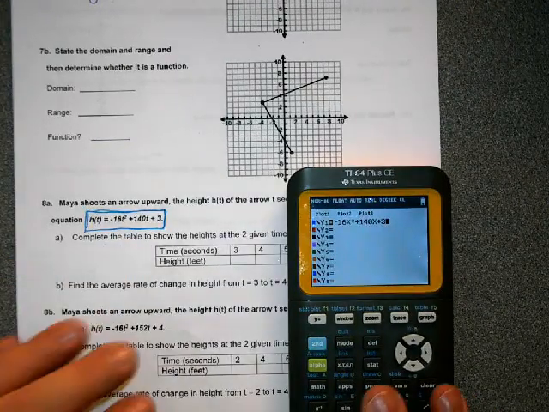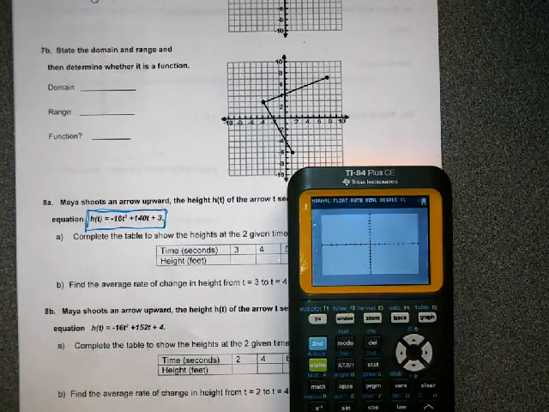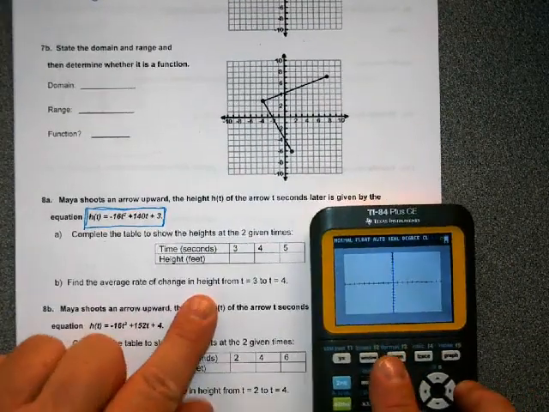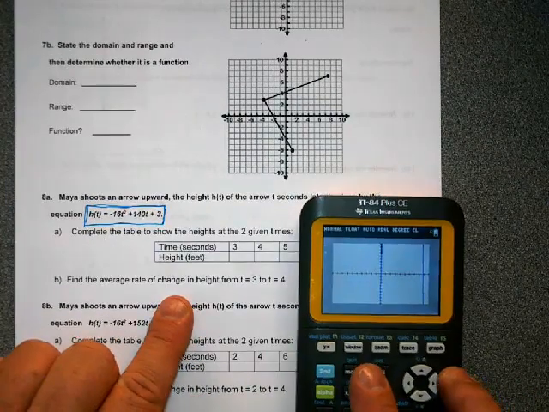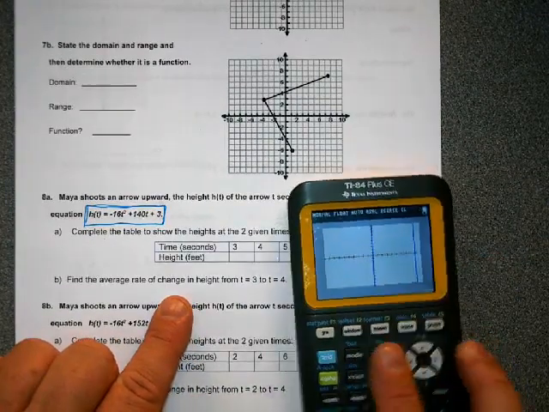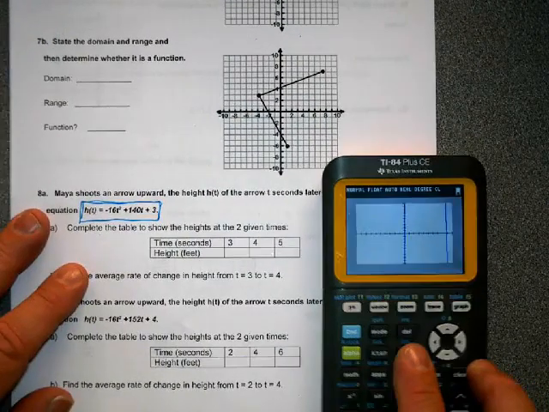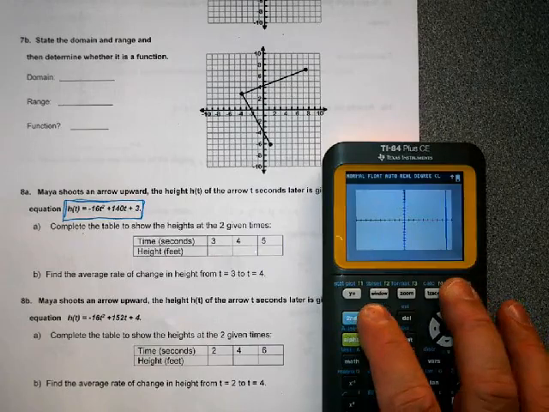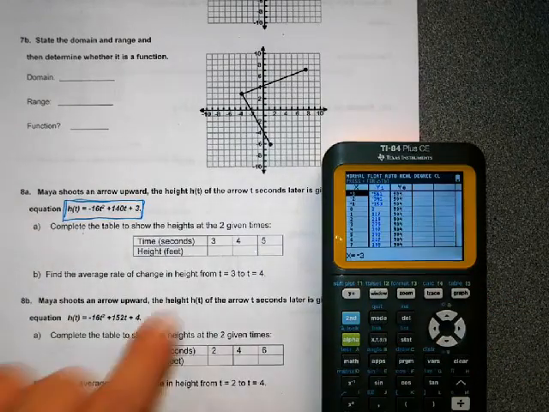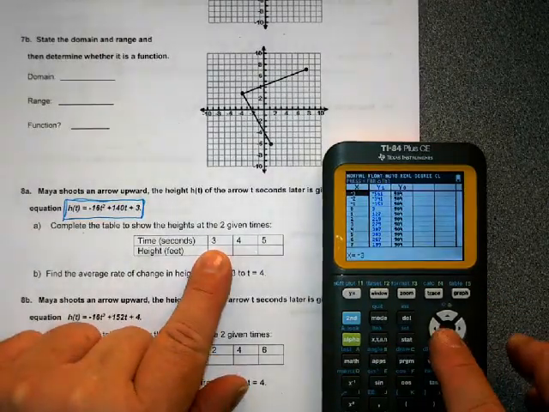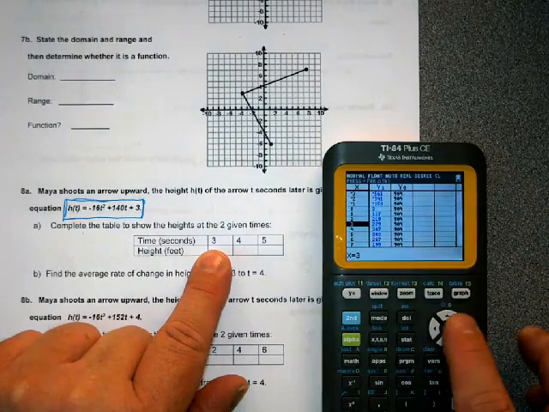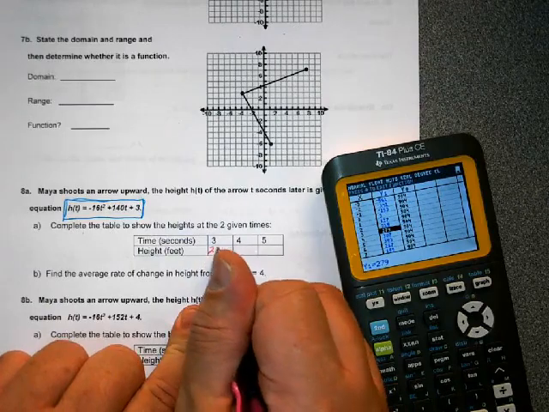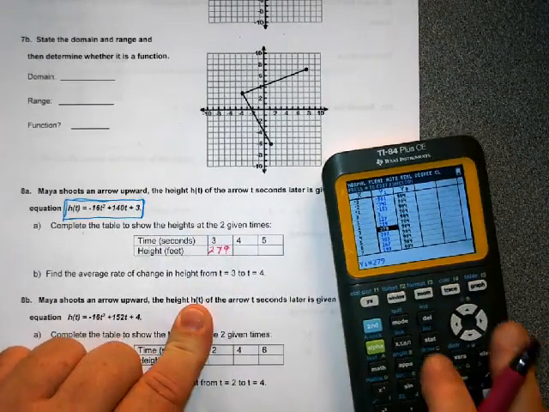The only thing we have to do here is fill out the chart and find the slope, the average rate of change. So I don't even need to fit it in my screen or anything. So I'm going to go to my chart. Second graph brings up my table. When x is 3, what's my y? 279. When x is 4, 307. X is 5.